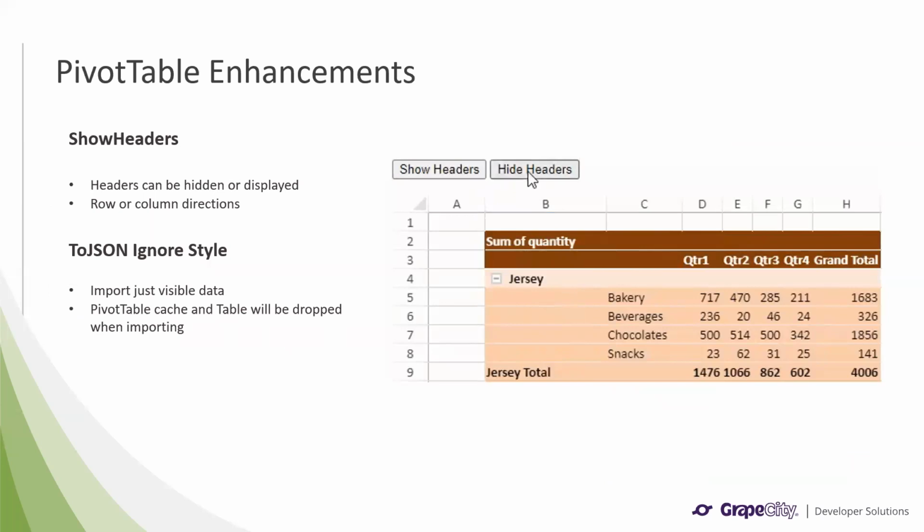The visibility of pivot table headers can now be controlled for names of fields in both row and column directions using the show headers property. And as you can see, we have this GIF here that shows disabling and showing those headers. And we have also added support for ignoring the style when importing or exporting a pivot table by saving only the visible data. So this means that the pivot table and its cache will be dropped when importing or exporting as you see fit.